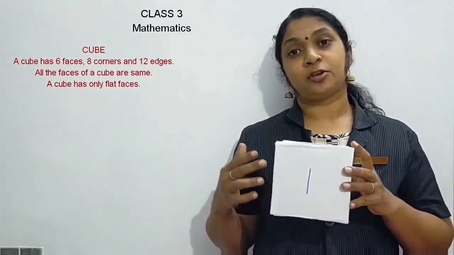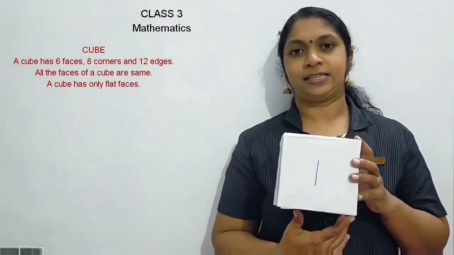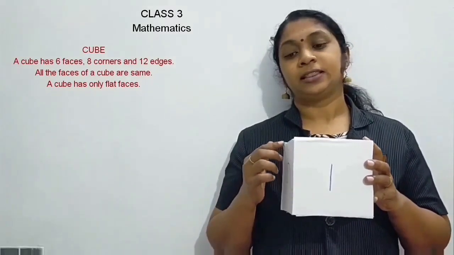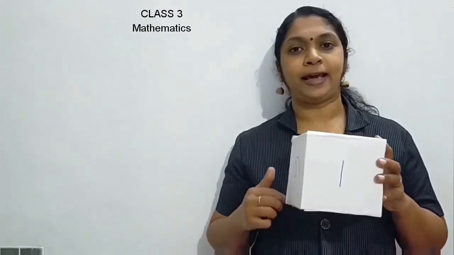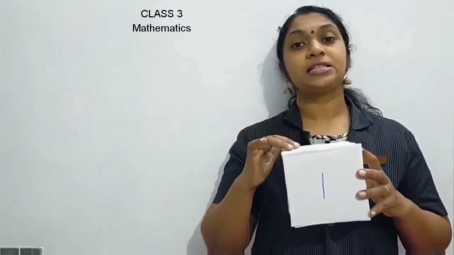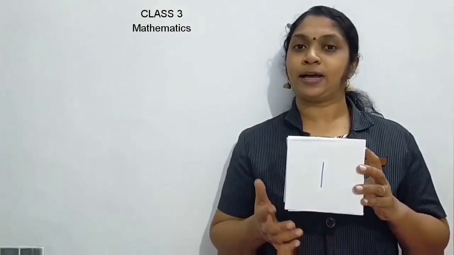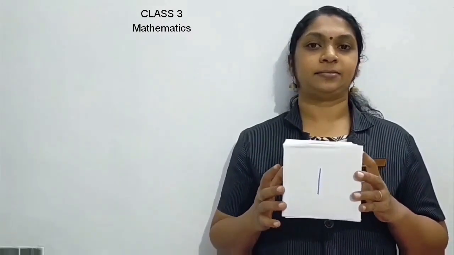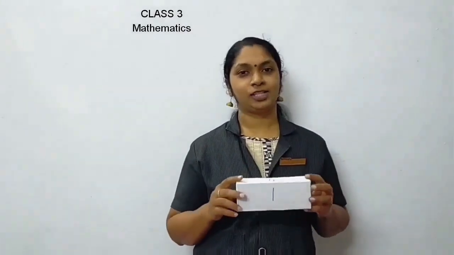All the faces of a cube are flat and the edges also are flat. So we can say that a cube has 6 flat faces and 12 flat edges. Let's take another shape, cuboid.